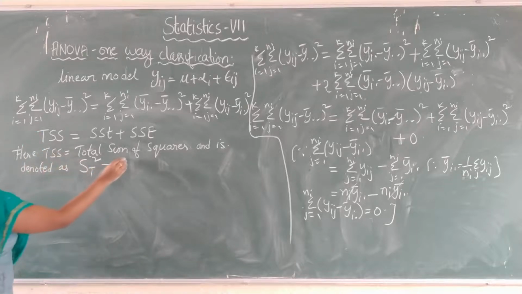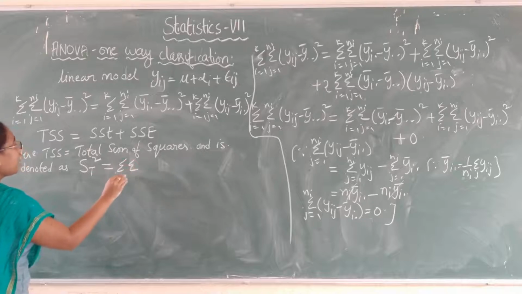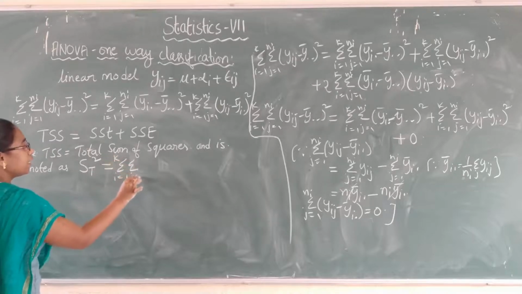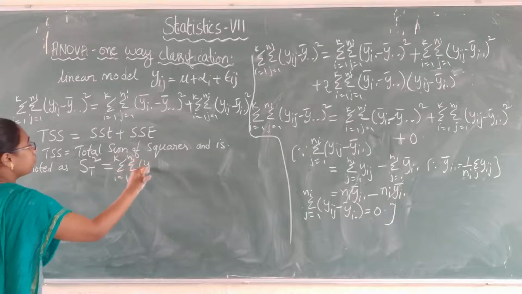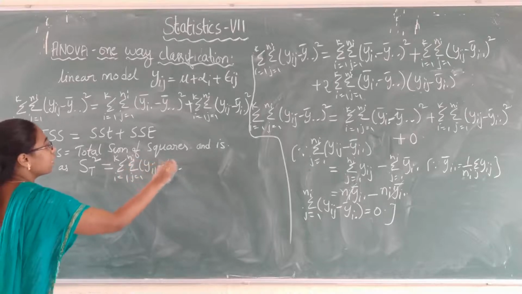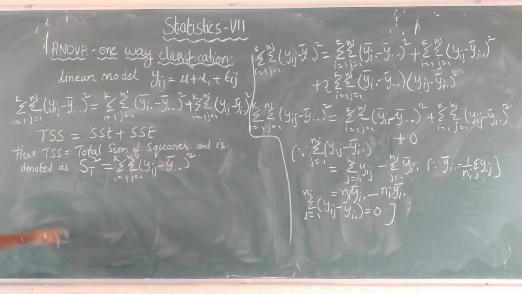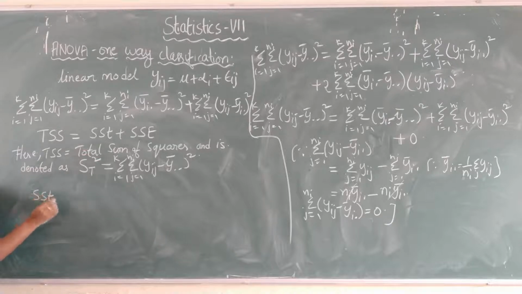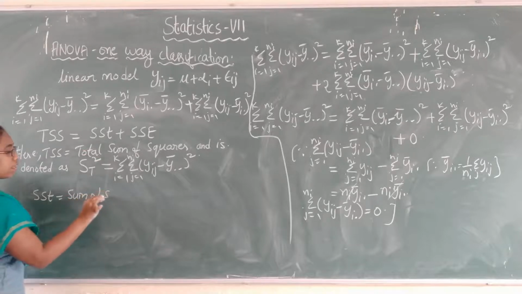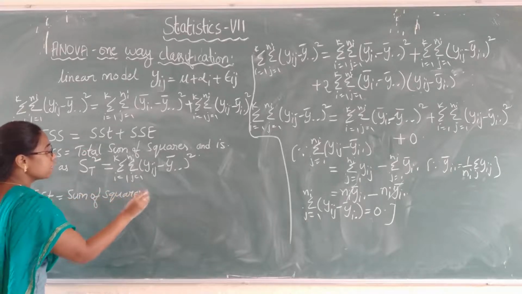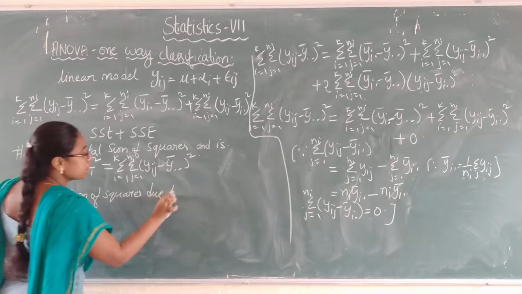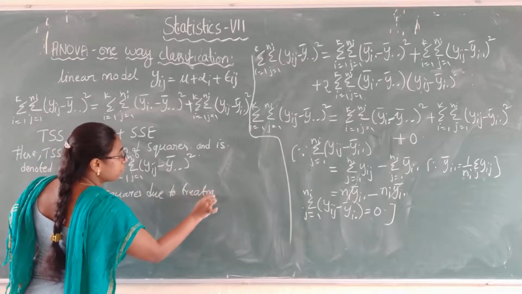What is the value of ST square? Double summation i equals 1 to k, j equals 1 to ni, yij minus y double dot bar whole square. So this is the total sum of squares. And coming to the next term, we have SST. So SST equals, SS means sum of squares due to treatment.